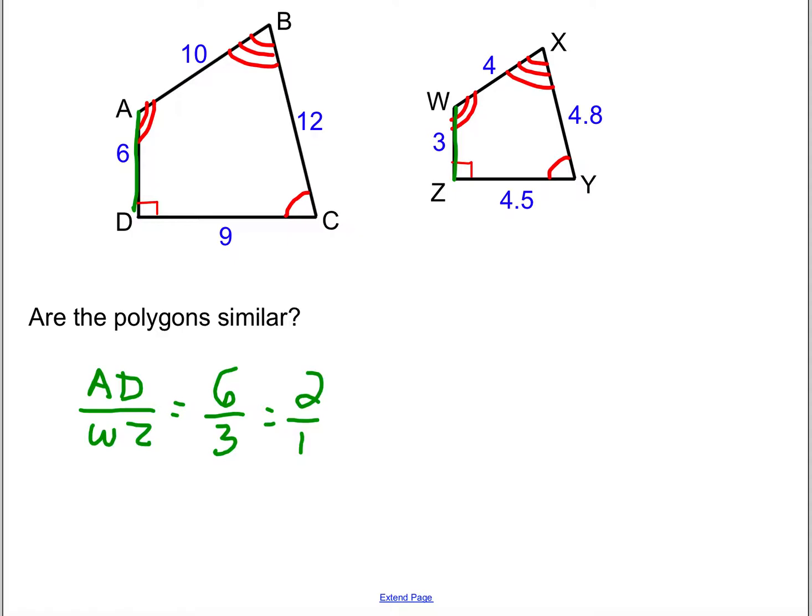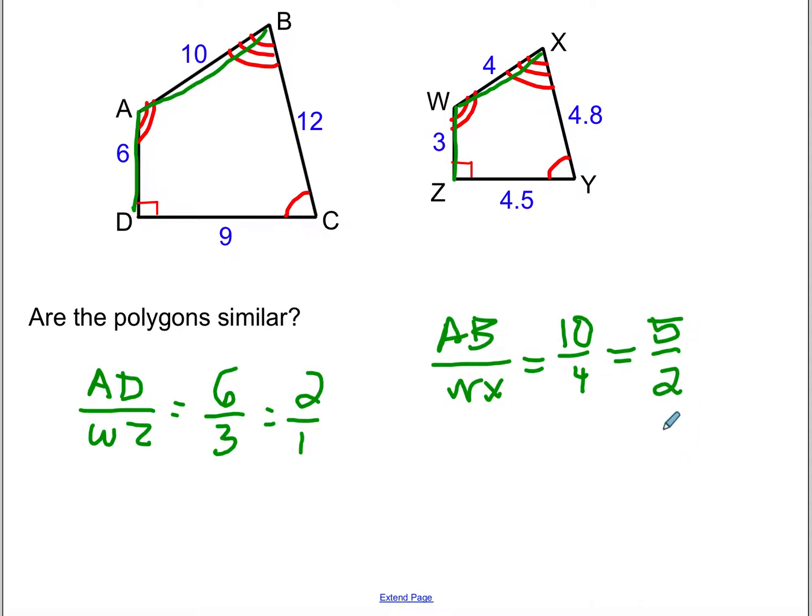So let's just look at the next two sides, AB and WX. AB over WX is 10 to 4. And there you have it right there. That is not a 2 to 1 relationship. In fact, that's a 5 to 2 relationship when we simplify. And because these two ratios are not the same, that means that those sides are not proportional. And thus, since they're not proportional, these two polygons are not similar.